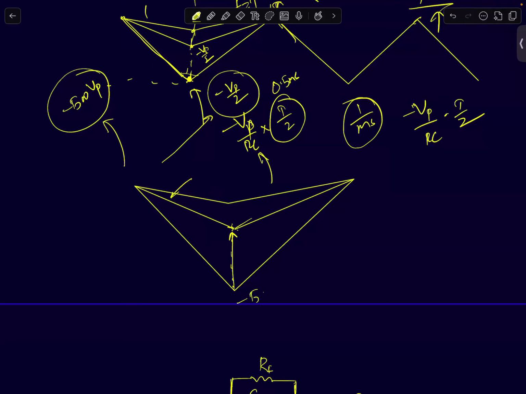Okay, so this is minus 500 Vp by 2. This is minus Vp by 2. Minus 500 Vp, sorry. Minus 500 Vp, Vp by 2, and minus Vp by 20. Okay, so the integrating time constant tells you the rate at which the input can change.